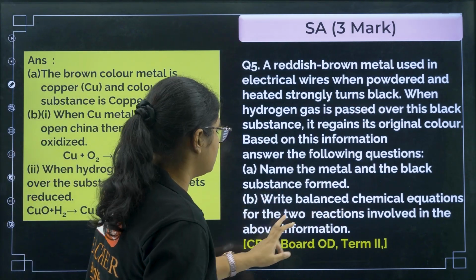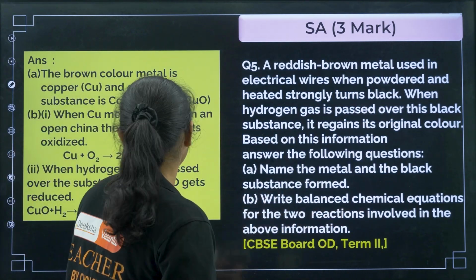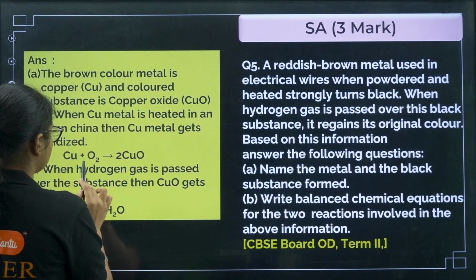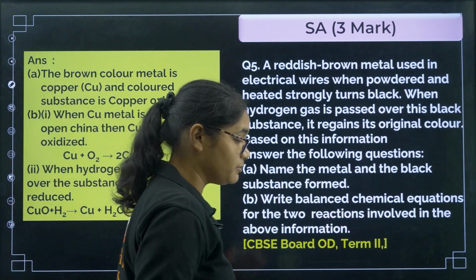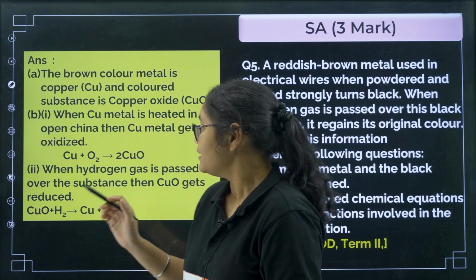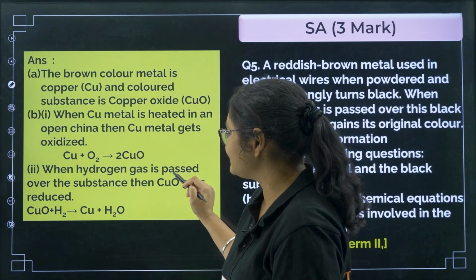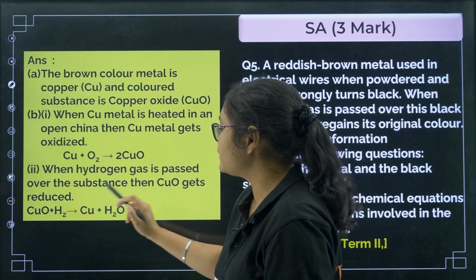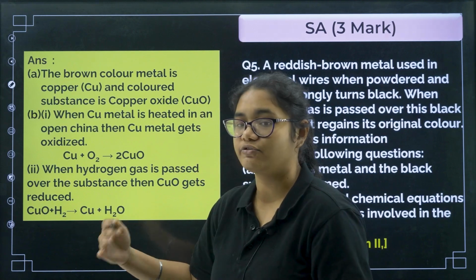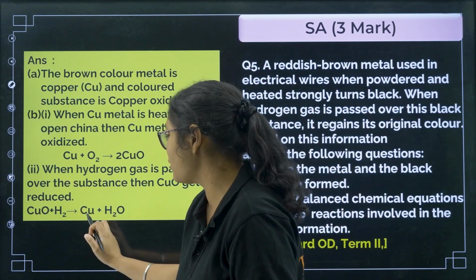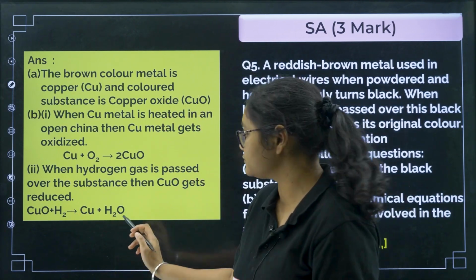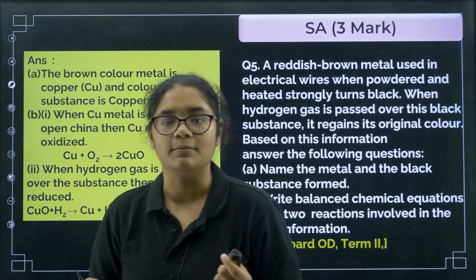Write the balanced chemical equation for the two reactions involved in the above reaction. So first reaction is copper plus oxygen gives you copper oxide. Now when you pass dry hydrogen gas over the substance, then copper oxide gets reduced. The hydrogen that is present reduces it, and we get copper and water back. So that is why we get back the shiny appearance.